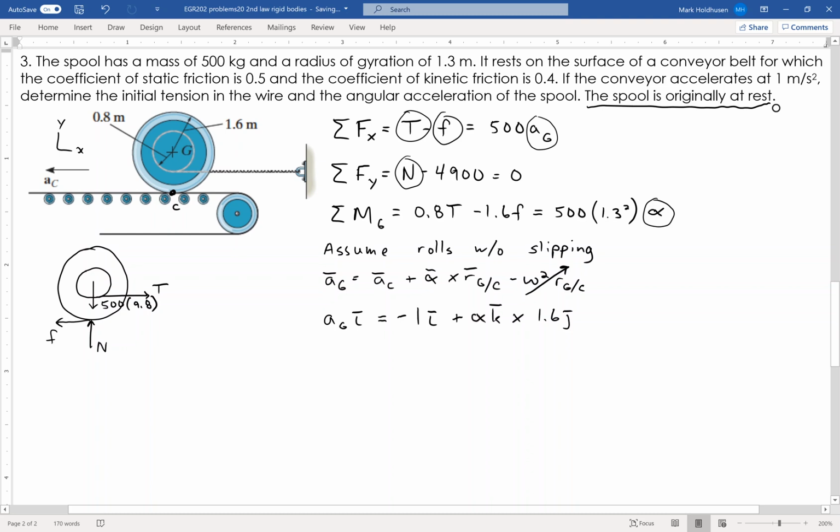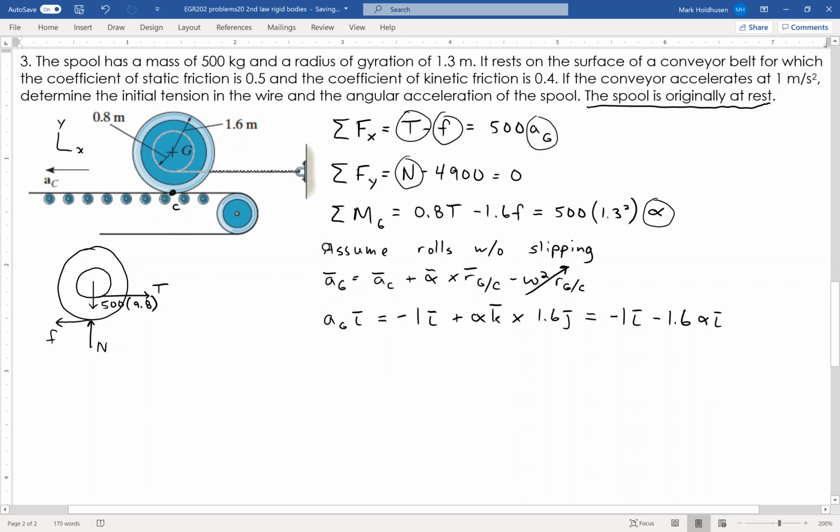Okay, so from that, I now have a relationship between the acceleration of the center of gravity, AG, and alpha: minus 1.6 alpha. This is all in the I direction, okay? But now I have the relationship.